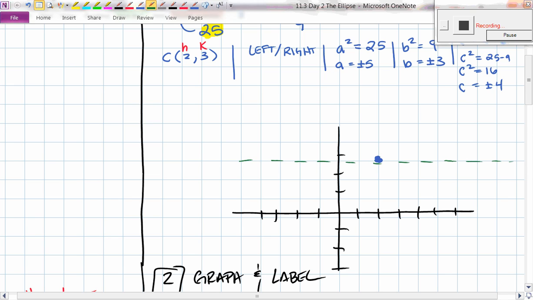I also know that a is 5 units, so I need to go plus and minus 5 units from the center. So I'm going to go over 1, 2, 3, 4, and then 5, so to this point. So that has to be a vertex. And I'm going to go back 5 units, 1, 2, 3, 4, and 5. That's the other vertex. Let's go ahead and label those vertices. This is the point 7 comma 3, and this is the point, looks like negative 3 comma 3, is that right? Okay, cool. That takes care of the a part.